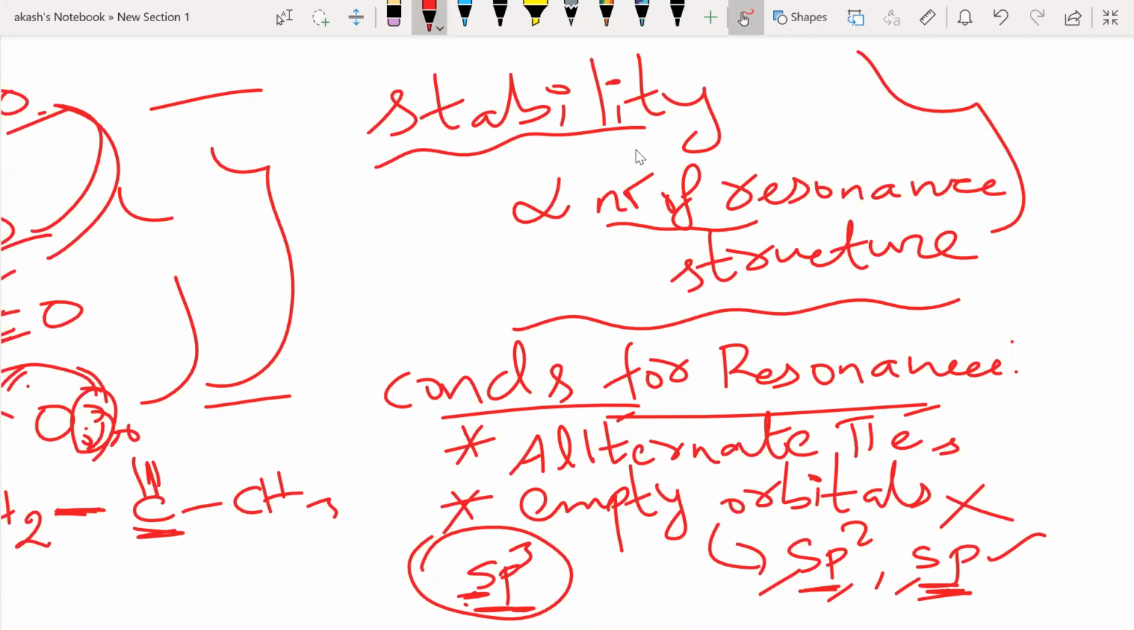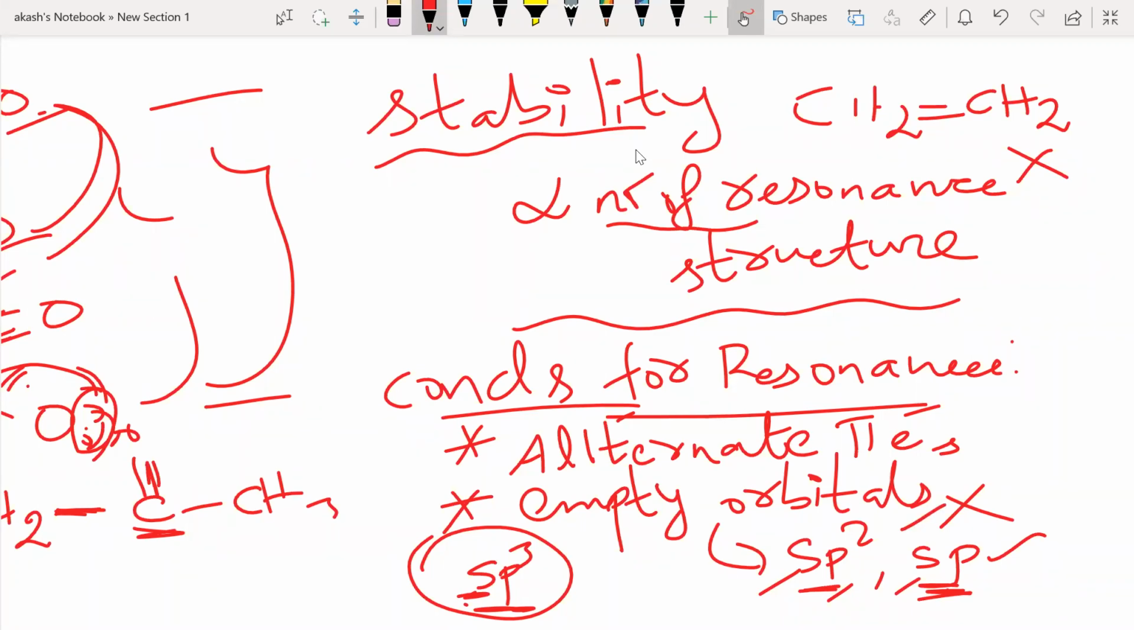Again, ethene is also not capable. Why? If we talk about CH2 double bond CH2, tell me, resonance is not possible here. Why? Look at the conditions. There is an empty p orbital because it's sp2 hybridized.